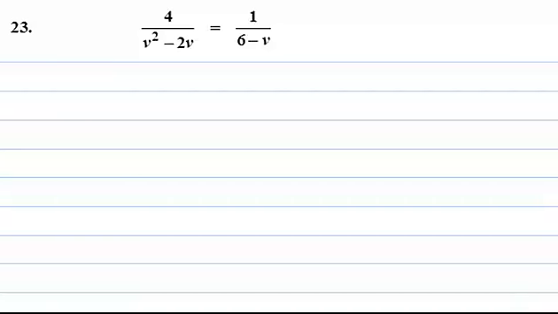In this problem, we have that special case. We have two equal fractions, so the cross products have to be equal. Let's multiply this denominator by that numerator. Anything times 1 is equal to itself, so we get v squared minus 2v.